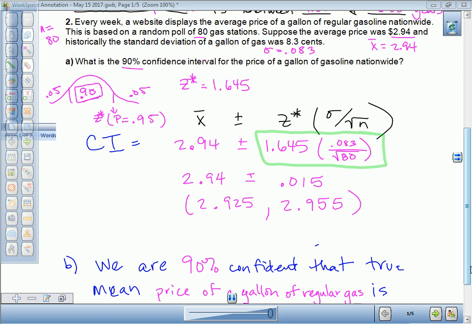No. Z star is this. The standard deviation is this. And the number of observations is 100. Punch this part in your calculator first.